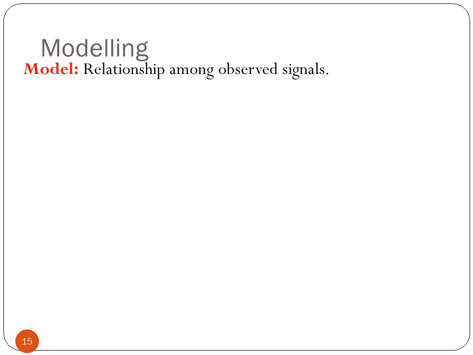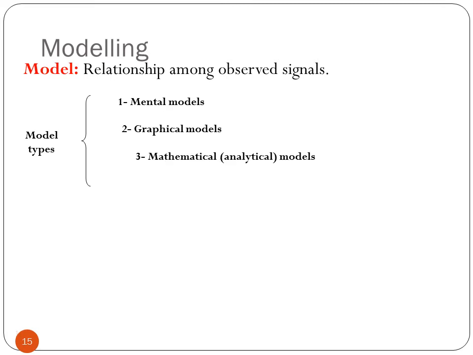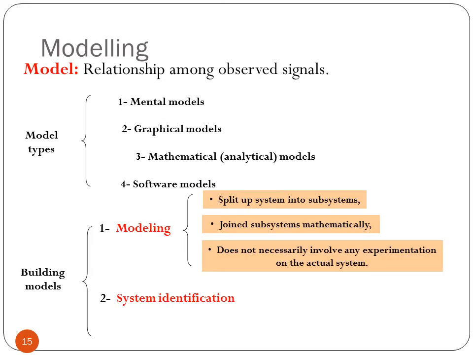Let's start by defining what modeling is. First of all, the model is a relation between the observed signals, mainly the input and the output signals. As for the types, we have the mental models, the graphical models, mainly the mathematical models, and the software models. Of course, we'll be focusing on the mathematical model, and to build a model, we can go through the subsystems, modeling each subsystem alone, then grouping them together to form a full model of the system.